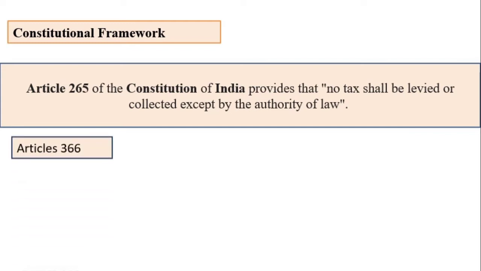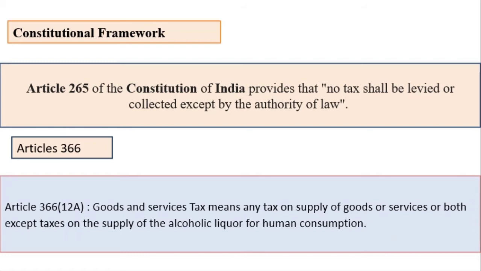Next article, Article 366. What does it say? Article 366 (12A): goods and service tax means any tax on supply of goods or services or both. So whenever you are supplying goods, services or both, except taxes on supply of alcoholic liquor for human consumption. So Article 366 (12A) tells that goods and service tax means any tax which can be levied on goods and services, but it cannot be levied on supply of alcoholic liquor for human consumption.